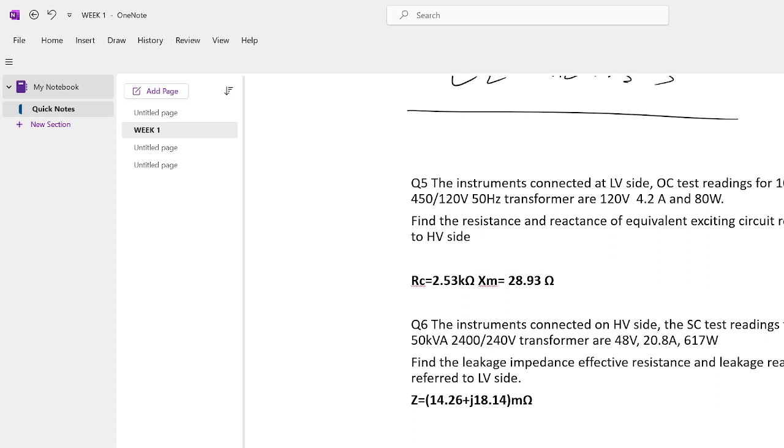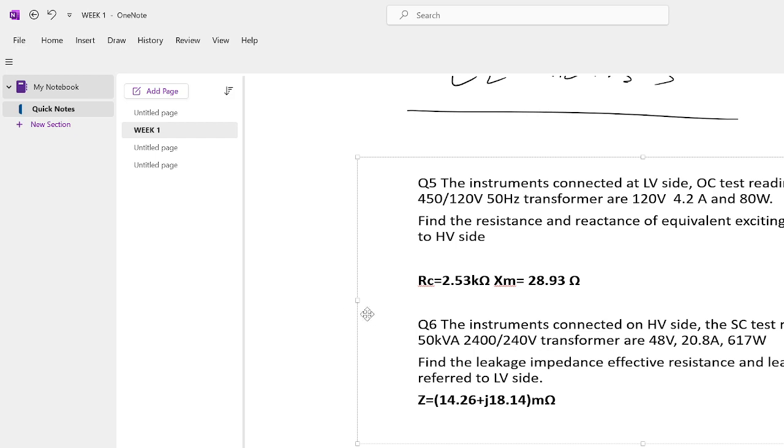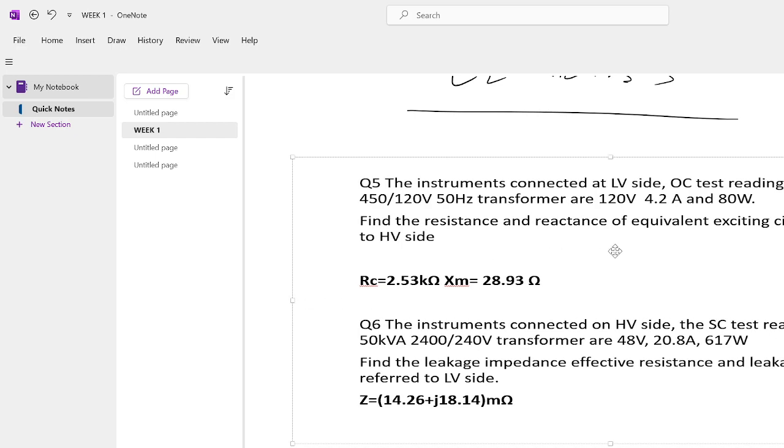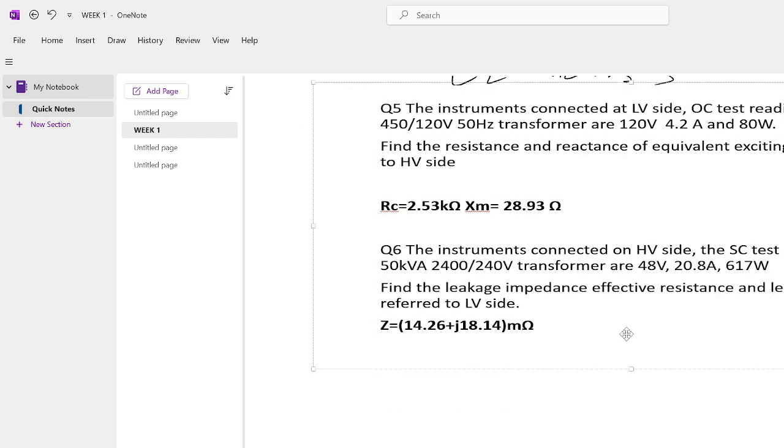If the examiner has some other perception, he will always mention it in the question, for example, turns ratio of low voltage to high voltage. By default, we follow the number of turns at the HV side upon the number of turns at the LV side. Okay, thank you, sir.